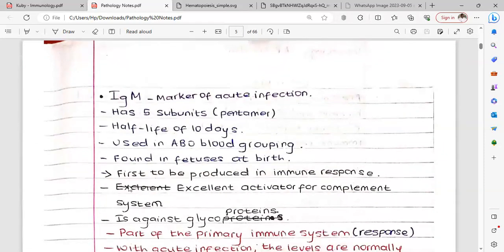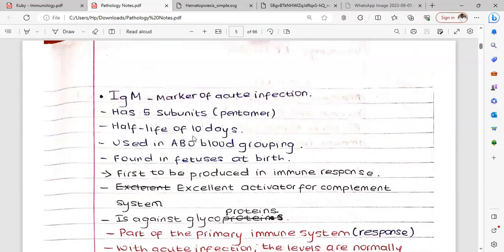So IgM is a pentamer. This is one of the unique features of IgM. Maybe the way you can remember it's a pentamer is that you see an M. An M has 5 points. So 1, 2, 3, 4, 5. So you can remember IgM as a pentamer because it has 5 points when you write an M. This is one of the unique features of IgM. So it's a pentamer.